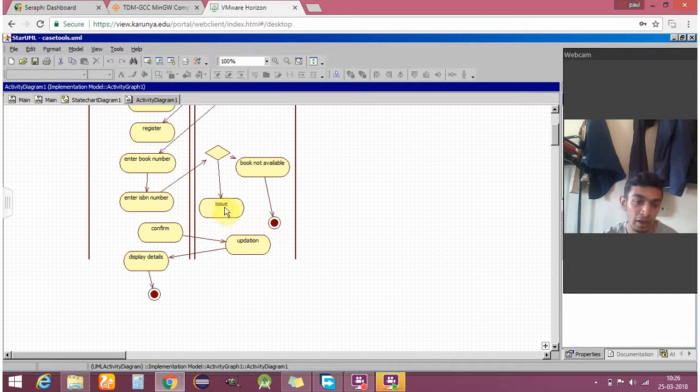And if the book is issued, then you confirm, and after confirming the transaction, the update takes place within the database server, and the details are displayed, and that will be it. That will be the final state.